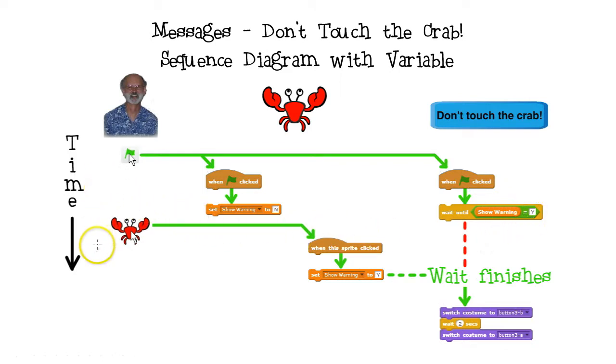With time progressing down the diagram, the next thing I'll do is click on the crab. The crab's when this sprite clicked handler is called. It sets show warning to a Y for yes. When it does that, the wait until finishes. So the button switches its costume to don't touch the crab, waits a couple seconds, then changes back. A loop's not shown here, so the button can do this multiple times. This code will be inside of a forever loop.